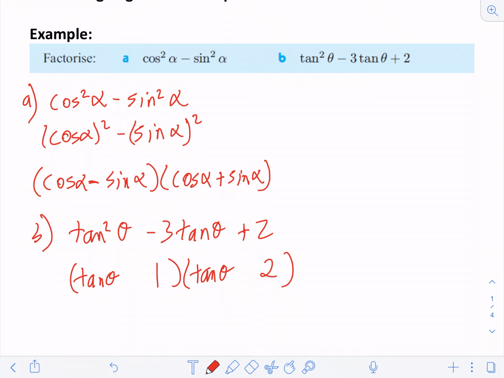And are they both going to be positive or both going to be negative? Well, in my middle term here, I've got a negative 3. So I know that negative 2 tangent theta and negative 1 tangent theta is going to give me my negative 3 tangent theta. So this is my factorization for part B.